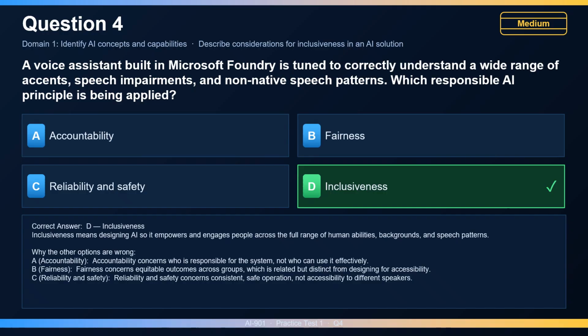Now, why the other options are wrong? Accountability is incorrect. Accountability concerns who is responsible for the system, not who can use it effectively. Fairness is incorrect. Fairness concerns equitable outcomes across groups, which is related but distinct from designing for accessibility. Reliability and safety is incorrect. Reliability and safety concerns consistent, safe operation, not accessibility to different speakers.